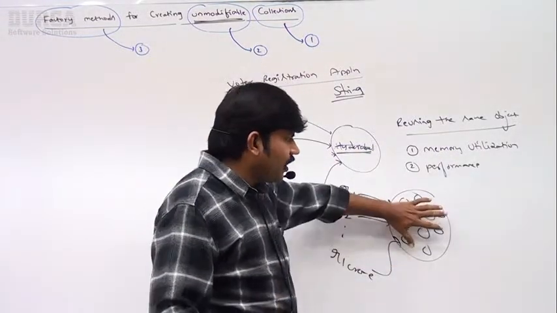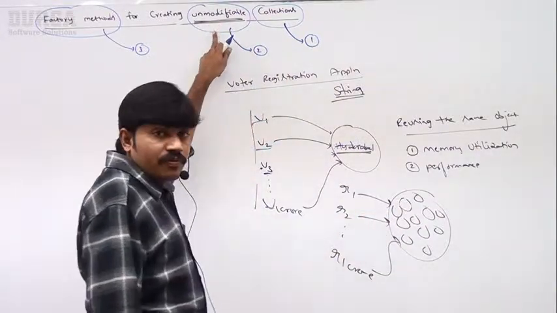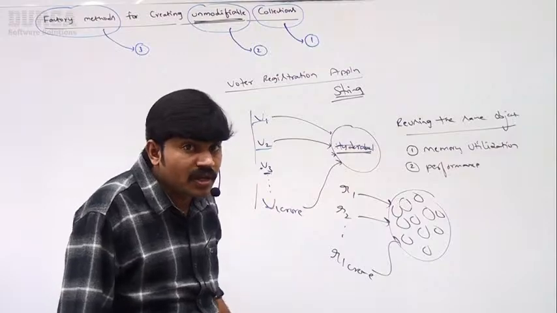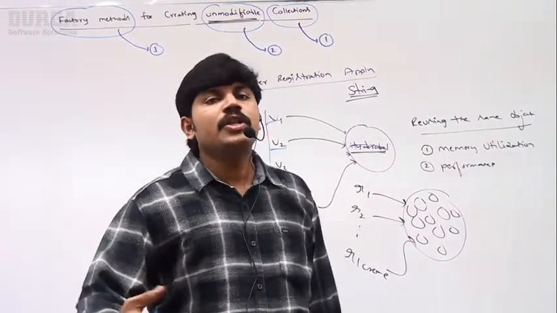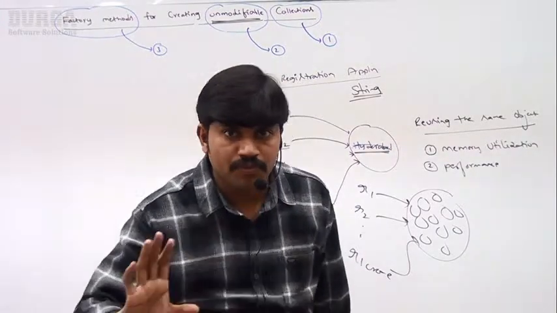Collection is nothing but what? A group of objects. Second word is nothing but what? Unmodifiable. What is the meaning of unmodifiable, sir? Can you spell out? Non-modifiable. I mean you can't change. Such type of unmodifiable object is nothing but immutable object.